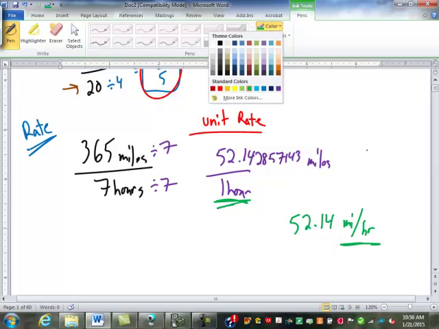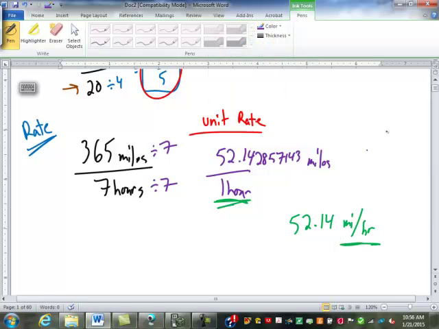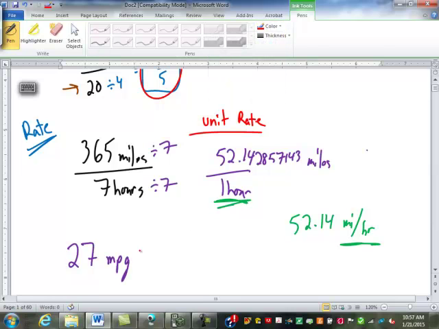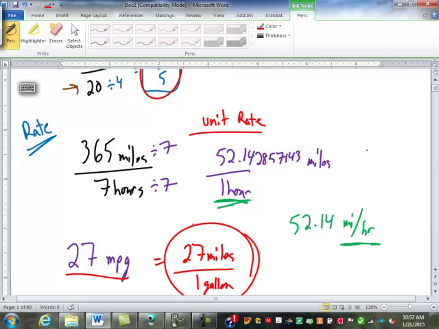And sometimes we even go a step further and we kind of hide it even further. Like, let's say your car gets 27 mpg. You don't see a fraction there at all, but it is. What's mpg stand for? Miles per gallon. So when you see 27 mpg, you need to think 27 miles per 1 gallon. Because this is the form you need it in to do any calculations with it.